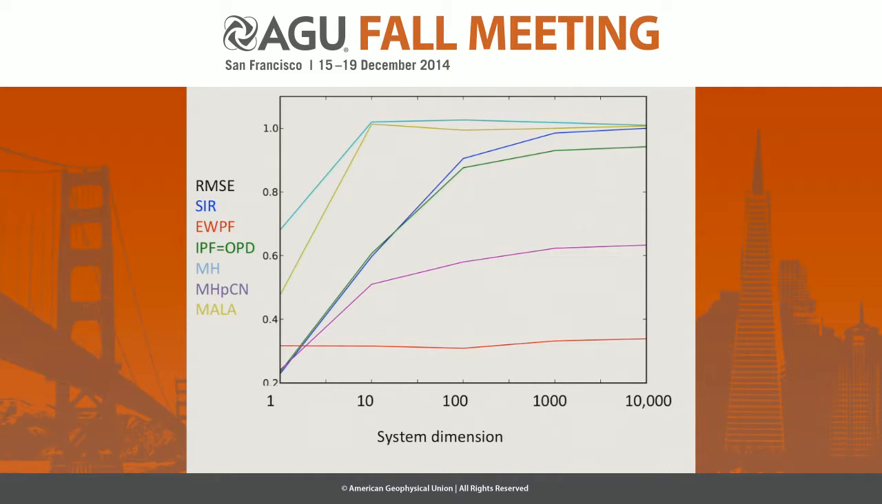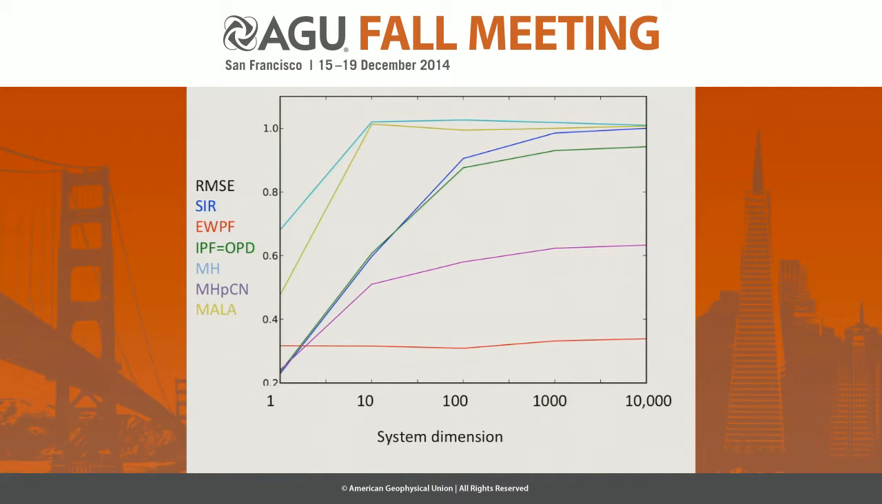So what you want is the true root mean square error, which we know in this system because it's all linear. It's about 0.37, and you see the red line, which is the equivalent weights particle filter, is very, very close to that, irrespective of the dimension of the system. It just works pretty nicely. The other ones have more difficulty, as you see.